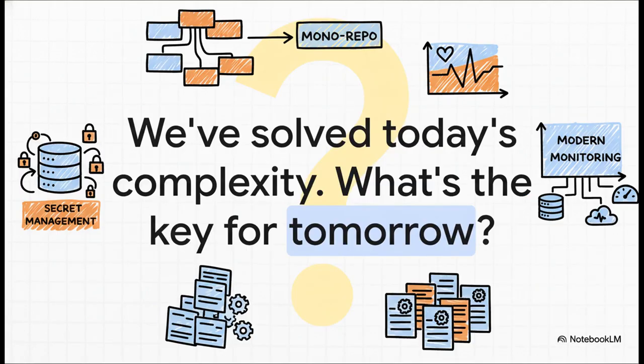So there you have it. We've talked about secure secrets, smart builds, code that doesn't repeat itself, and modern monitoring. These are absolutely essential patterns for dealing with the complexity we face today. But it does leave us with one last question to chew on. As our systems get even more complex, what will be the next set of patterns we'll all need to learn to stay in control?